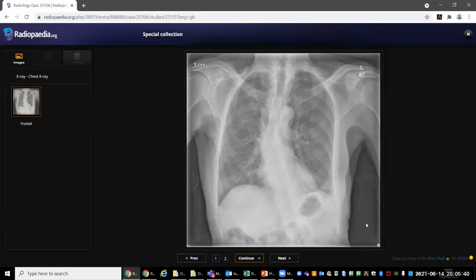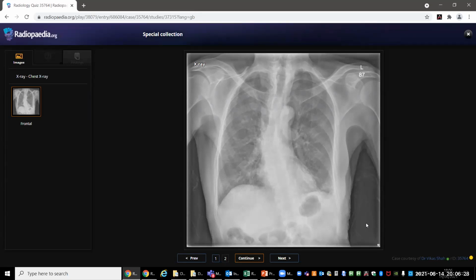So again, I don't see any... What do you think is going on here? Yes, with the prominent reticular shadows, predominantly in the lower zones and right parahilar location, I'll be thinking about interstitial lung diseases. And because it is asymmetrical, I'll be thinking about lymphangitis as well. There is no history of cancer.